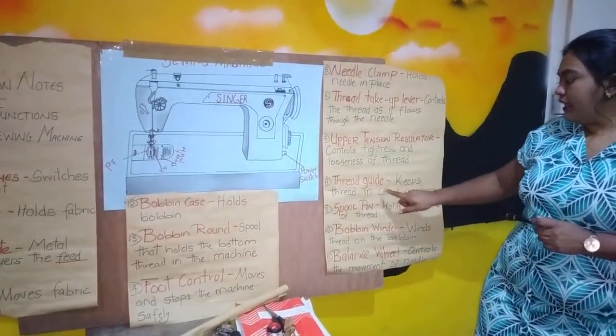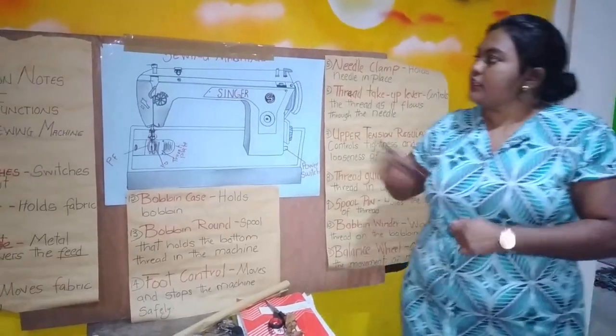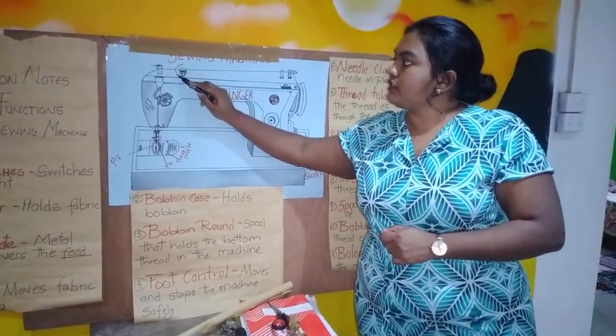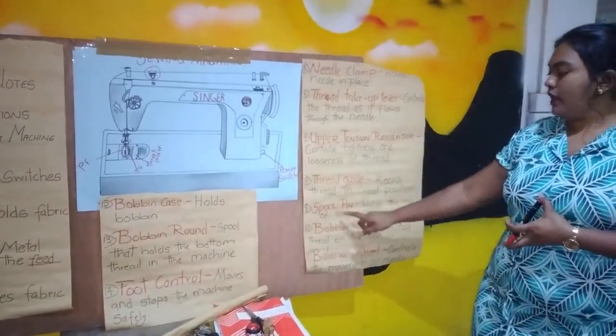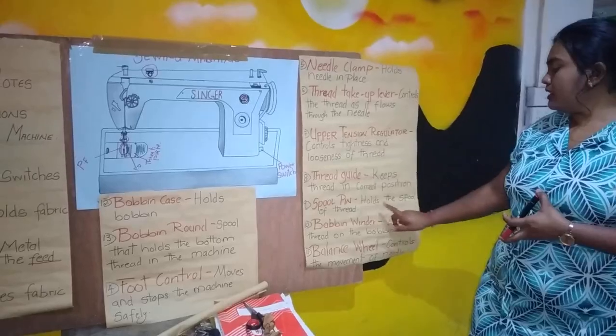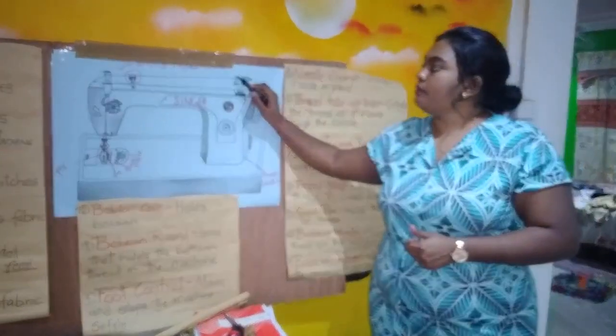Thread guide, it keeps the thread in the correct position. This is a thread guide. Then spool pin, it holds the spool of thread. This is the spool pin.